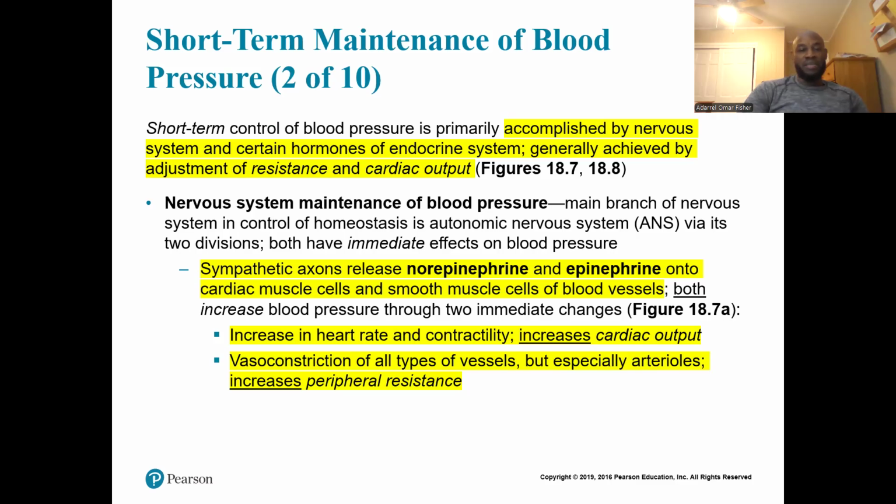Right, so we have, back to that, sympathetic and parasympathetic, the autonomic nervous system in its two divisions. So the sympathetic can release norepinephrine and epinephrine onto the cardiac muscle cells and the smooth muscle cells of the blood vessels, that tunica media. This can increase the heart rate, which increases your cardiac output, which will increase your blood pressure. It also can vasoconstrict the vessels, which also increases peripheral resistance, which increases blood pressure.